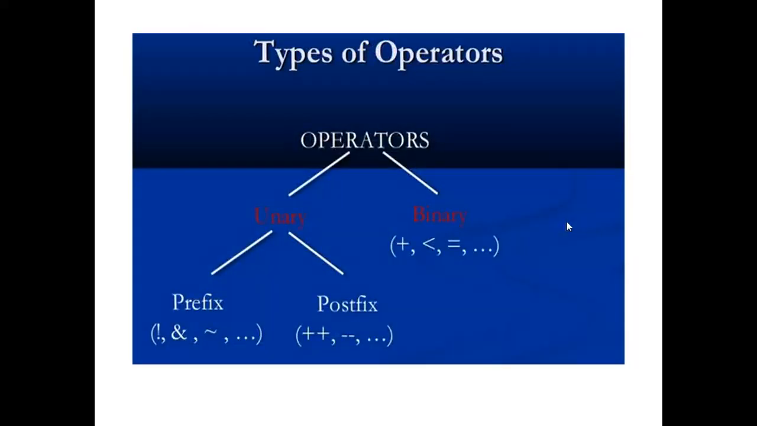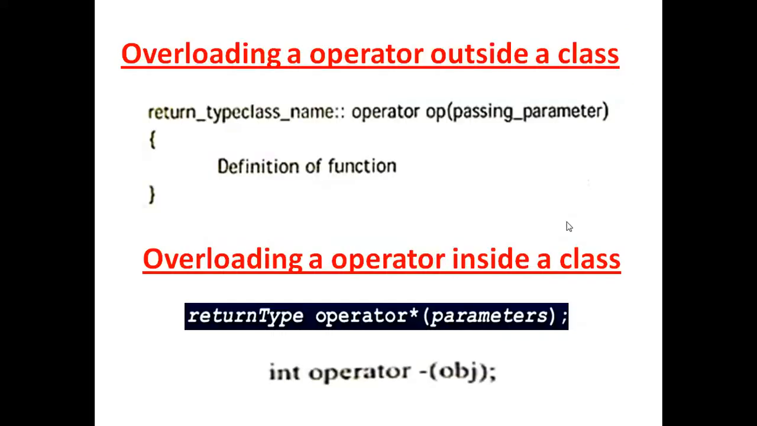Now we'll see operator overloading. There are 2 different types of operator overloading we can do, that is unary operator overloading and binary operator overloading. We'll see unary and binary operator overloading in detail. First of all, we'll see overloading an operator outside a class.